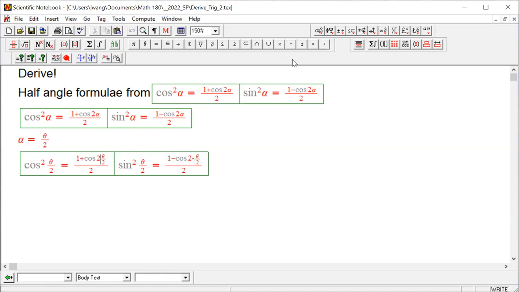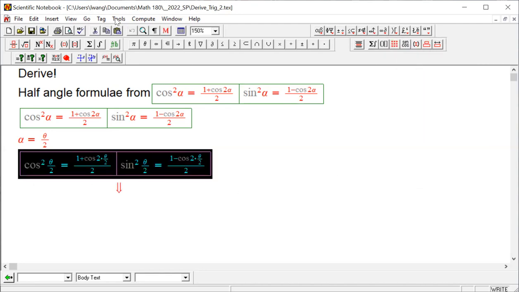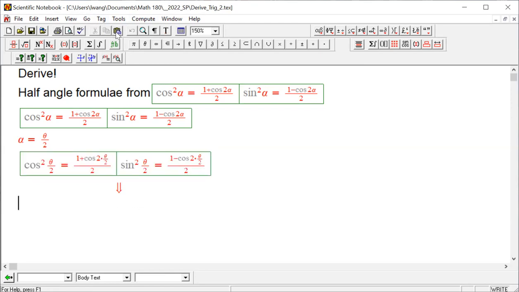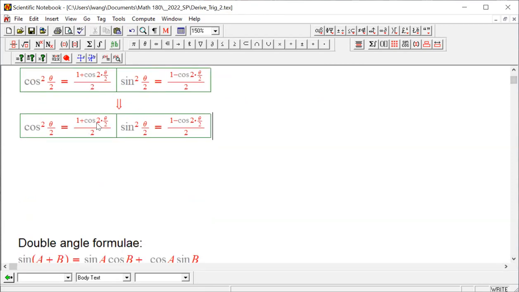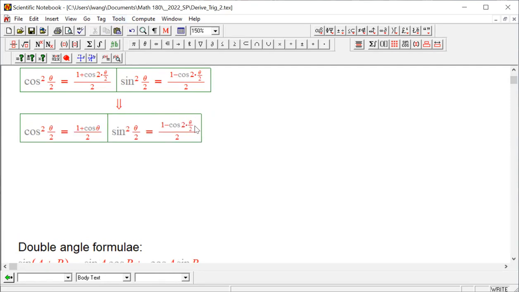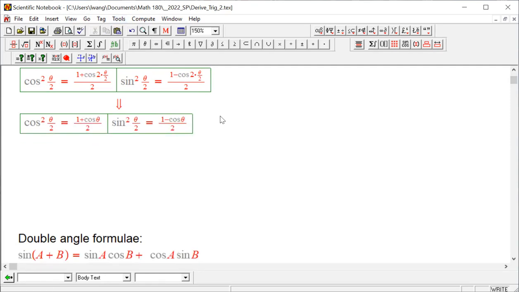That substitution is done. To simplify, we go to the next step. 2 times theta over 2 is just going to be theta, and so this piece is theta as well. So here we go, we got the half angle. We're almost there. And next, we're going to take the square root.